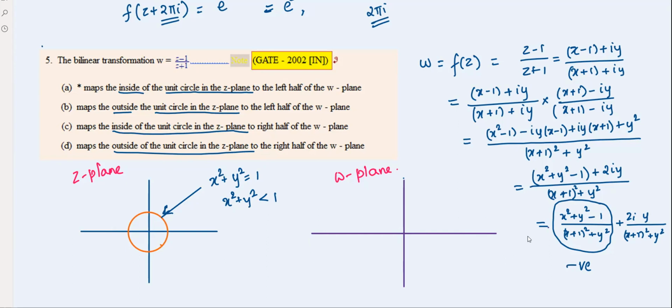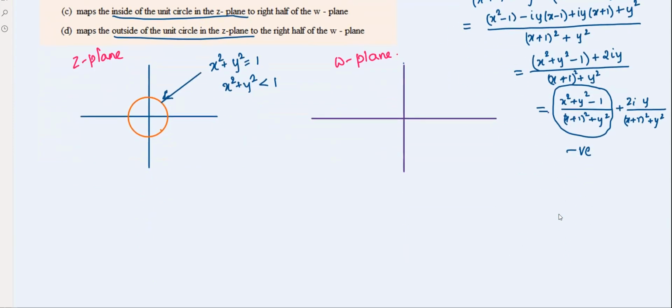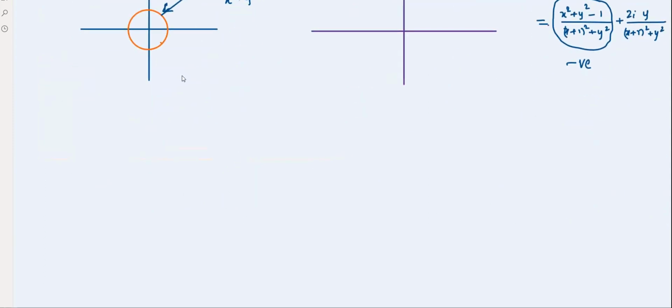So on the W plane, you get a negative quantity. And what is the value of this negative quantity? This denominator is positive, numerator is negative. It can be ranging for different values. We need to find that. Okay, I'll try to simplify it another way instead of such a big way and see if we get a better result.